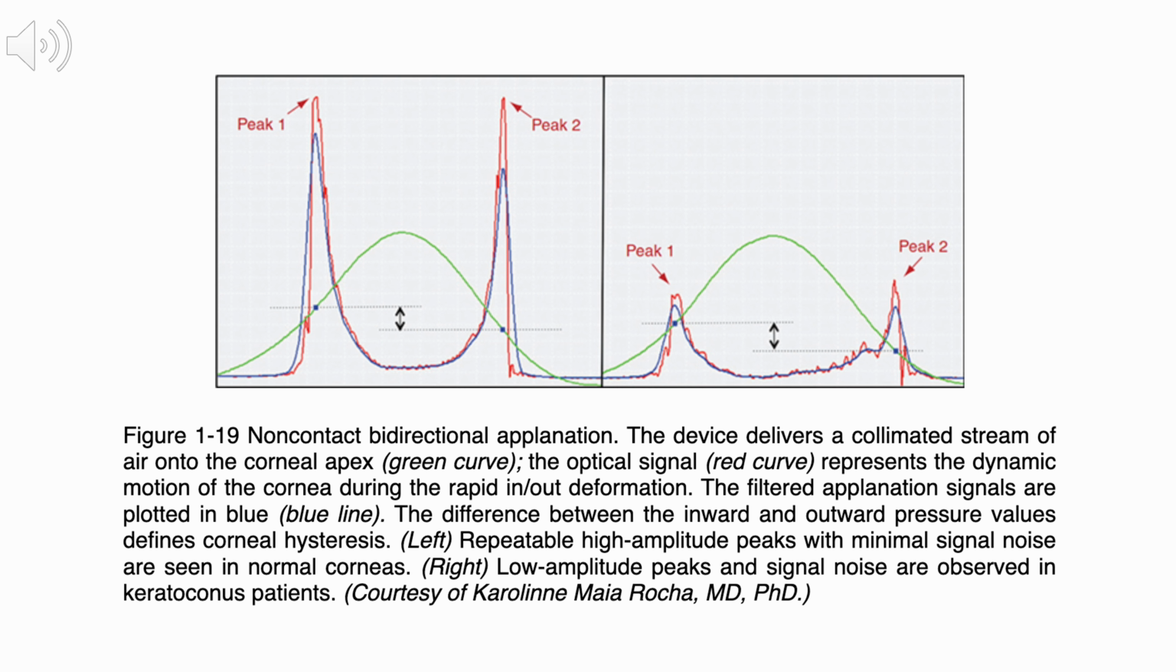In a normal cornea, those two peaks are tall, clear, and very similar each time you measure them. That tells us the cornea is firm and responds in a predictable way. In keratoconus, the peaks are shorter and messier. The cornea bends more easily and doesn't snap back as cleanly, so the signals look smaller and noisier. The space between the two peaks is called corneal hysteresis. You can think of it as how much energy the cornea loses while bending and unbending. A healthy cornea holds on to its strength, while a weaker cornea loses more energy as it moves.